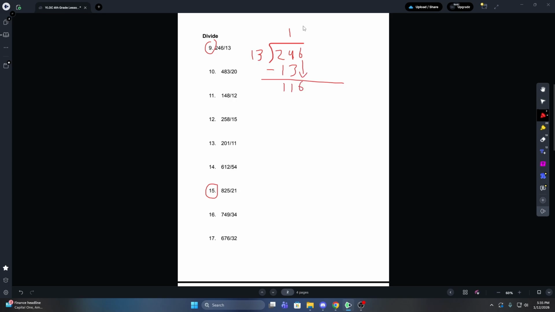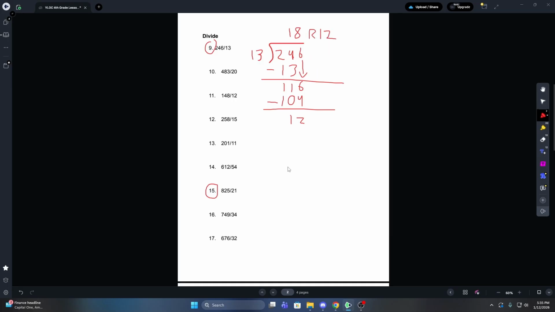And now here, you're going to have to see how many times 13 fits into 116. Feel free to take some time, do mental math, or try multiplication on the paper. But here, it will fit into it 8 times, and that would give you 104 if you do 13 times 8. And then you do your subtraction again, and you're left with 12. And we have no more values to pull from on this side, so your remainder will be 12.